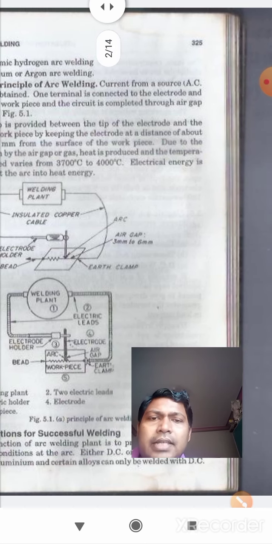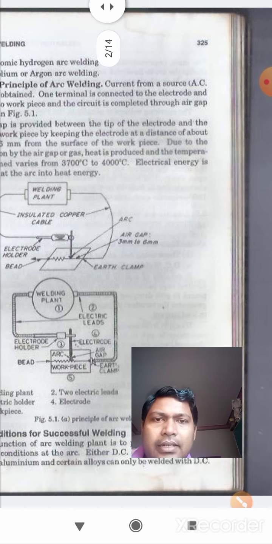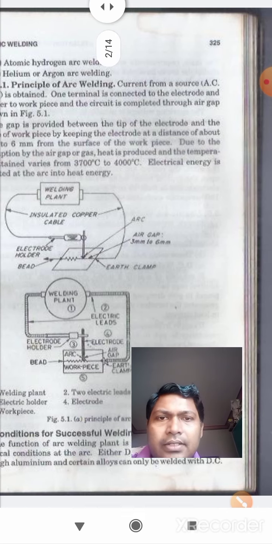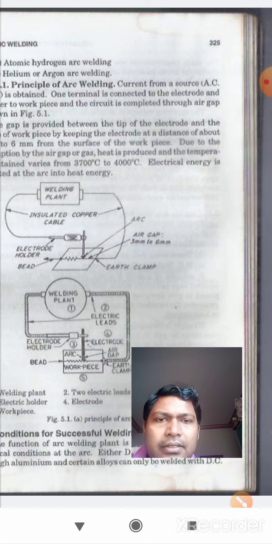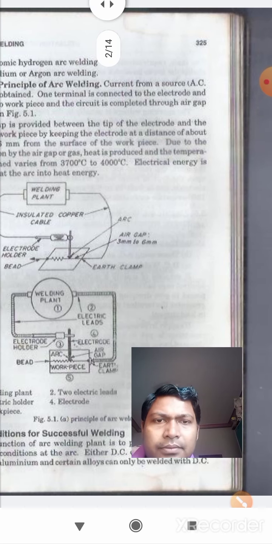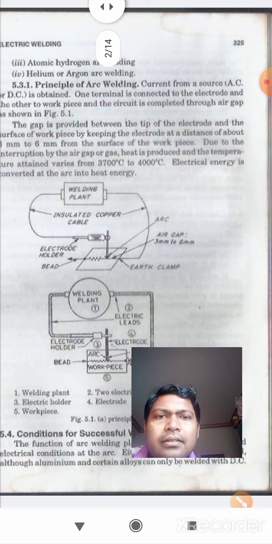So again in this diagram it is simplified. There is a welding plant, there are electrodes, leads, you can see in the diagram, electrode holder, and there is the electrode. So there is the workpiece, there will be an arc formed, and there will also be a bead, right? So the earth clamp is also here, you can find it from the diagram.